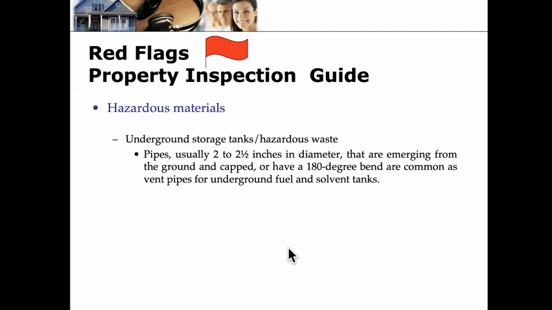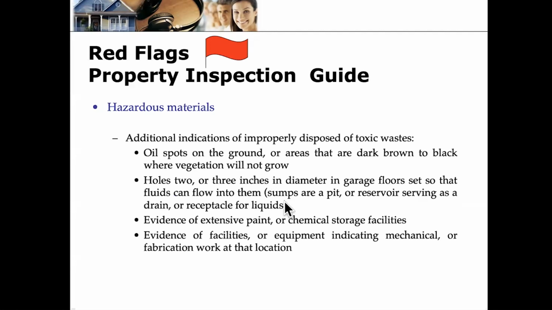Underground storage tanks, hazardous waste. Pipes usually 2 to 2.5 inches in diameter are emerging from the ground and capped or have a 180-degree elbow or bend. They're common for vent pipes for underground fuel and solvent tanks. You just don't know what may be in those tanks, but it could be hazardous material.